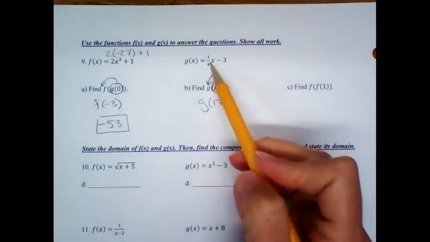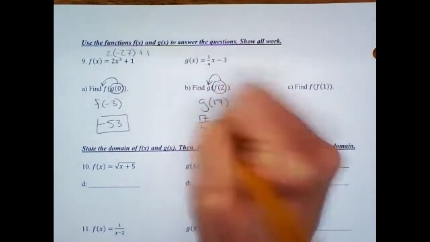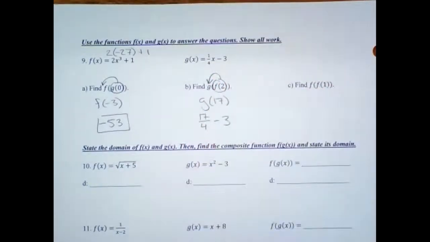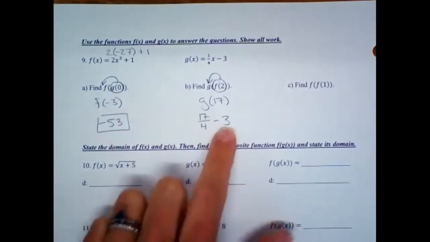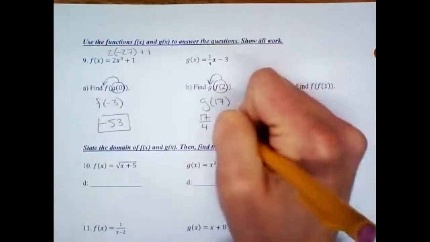So when you plug 17 in here, a fourth of 17 would just be 17 fourths. Now we are going to have to combine those together. So we're going to have to get a common denominator, so we're not done with the problem yet, but don't overthink that part. A fourth of 17 is 17 fourths. Now I'm going to erase the 3.